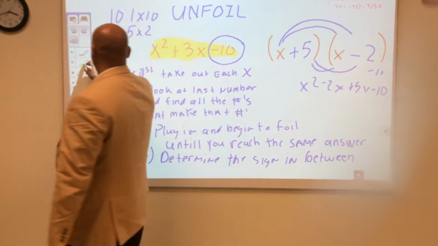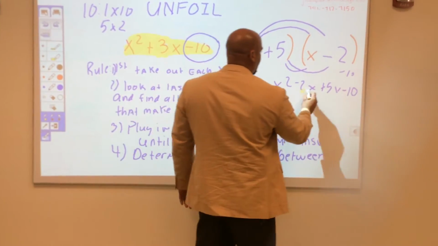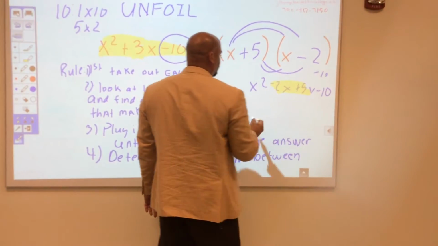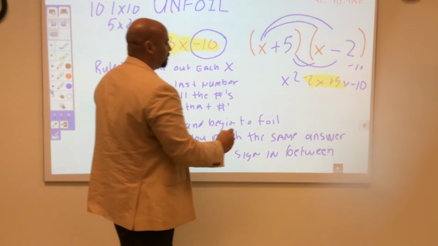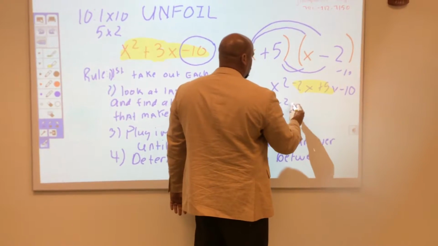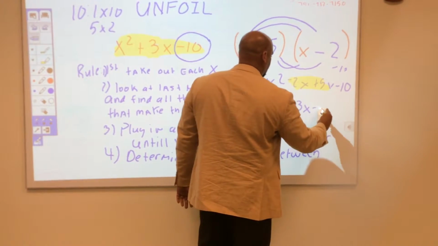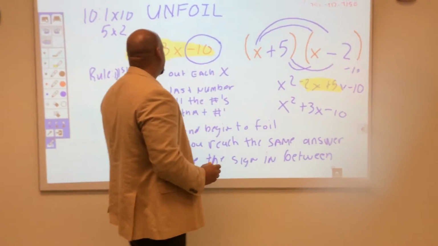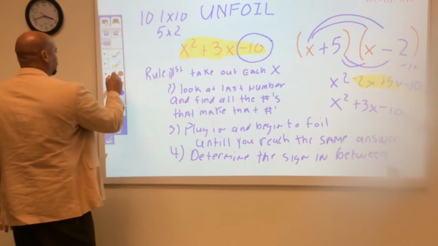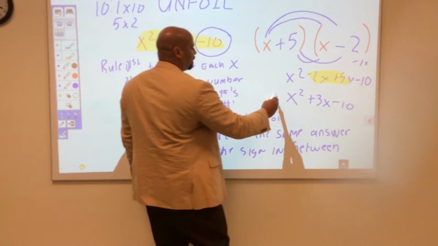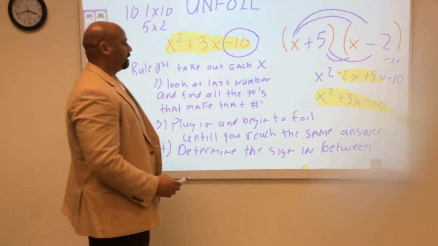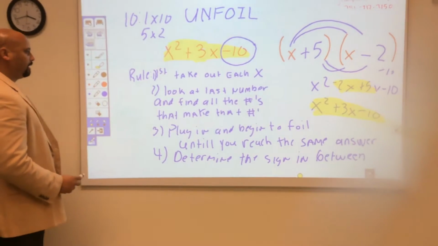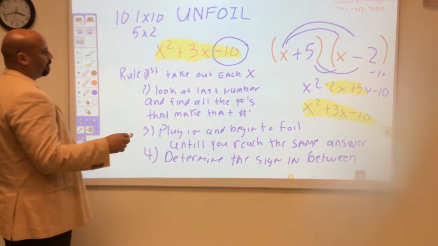So we combine our like terms, as we said earlier in another tutorial. The like terms we have are 5x and minus 2x. So we're going to be left with x squared plus 3x minus 10. Now the question is, does that look identical to what we started with? And the answer is yes, it looks exactly the same. x squared plus 3x minus 10. So that's how you work with it. You have to unfoil and then refoil to check your answer.